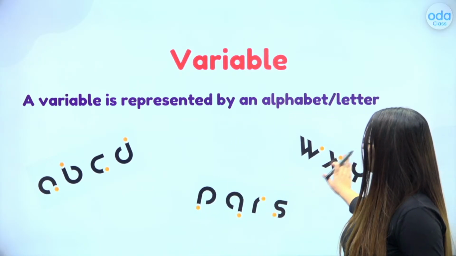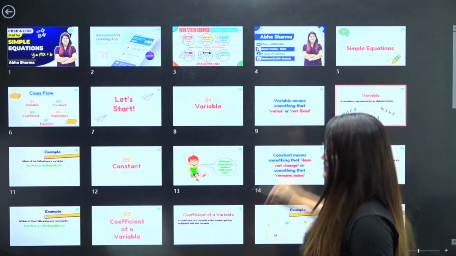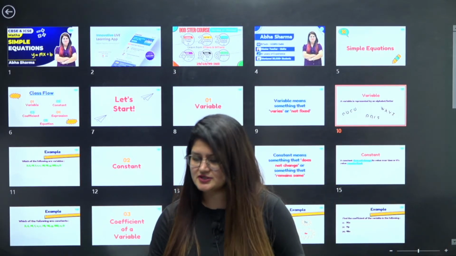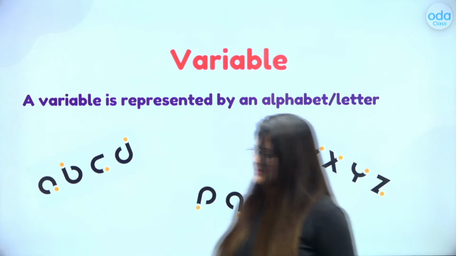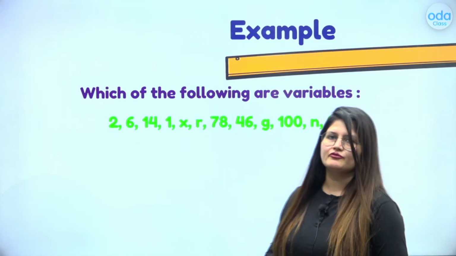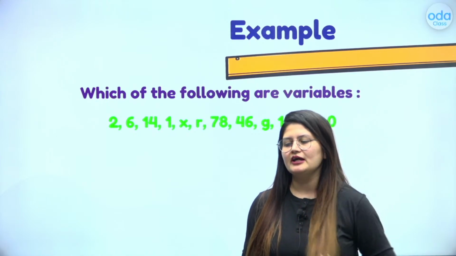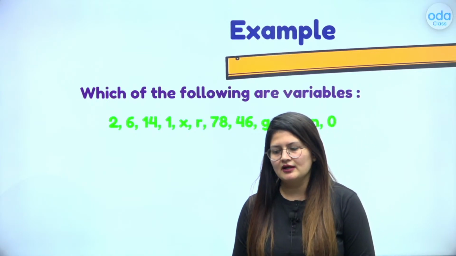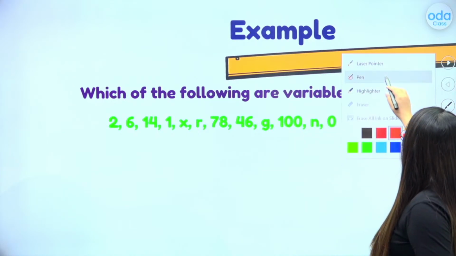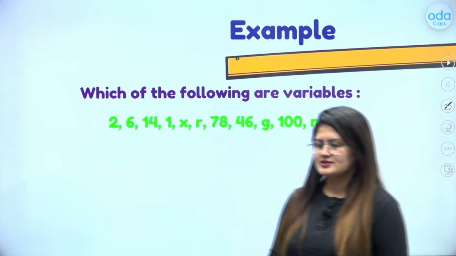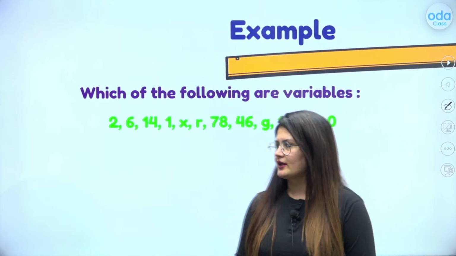Clear? So now, if I ask you how we are going to represent a variable, or if I ask you the list of variables here, can you all tell me what the variables are here? As I told you, the variables are represented by letters. So can we find the alphabets or the letters here? Yes, I believe we all can.